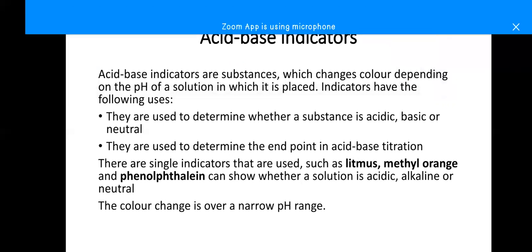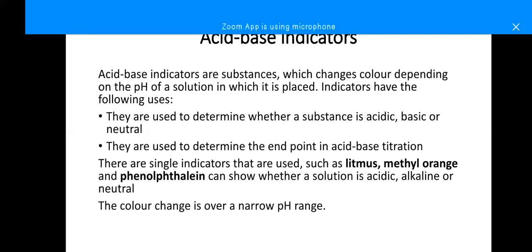So the moment they go to the lab, they use a burette, pipette and a conical flask to prepare a solution of an acid and a base. They use the indicator to show the pH or the color change of the solution being observed. There are single indicators that are used, for example litmus paper, methyl orange solution, and phenolphthalein solution, which can be used to show whether a solution is acidic, alkaline, or neutral in nature.